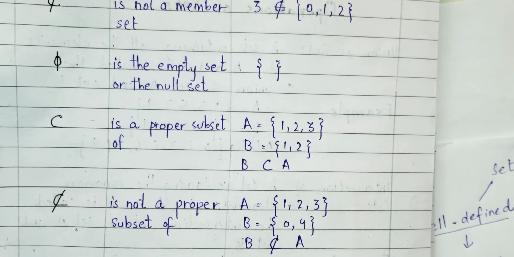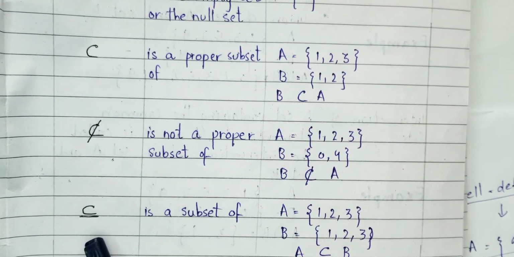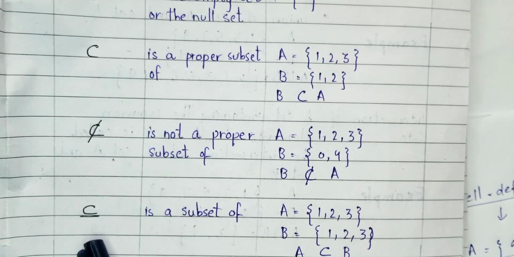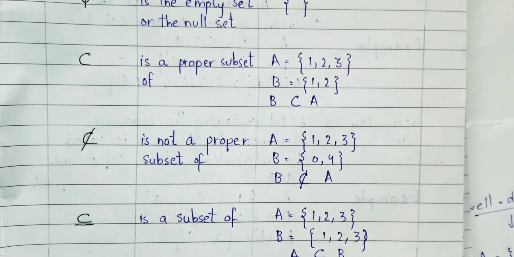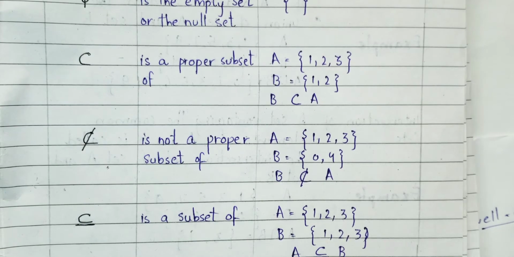Right. Now the last symbol that is very important is subset of. I have already discussed this thing. So A is equal to {1, 2, 3} and B is equal to {1, 2, 3}. Again, A is a subset of B.